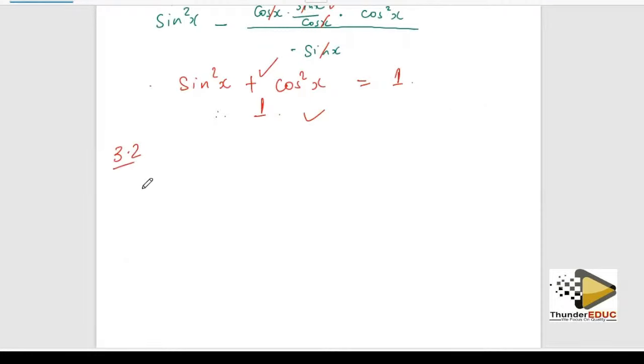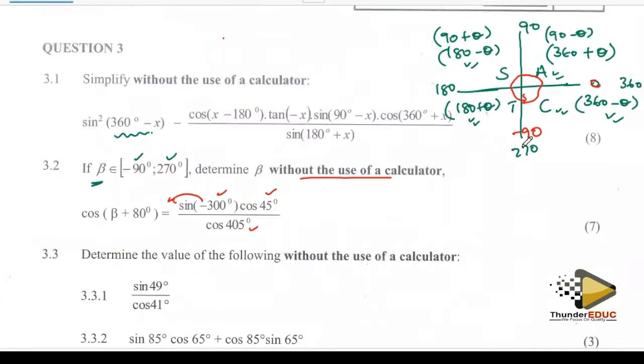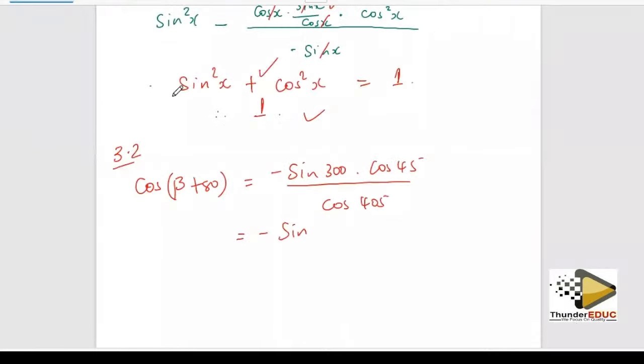So I'll have something like cos of (beta plus 80) is equal to negative sine 300 times the cos of 45. And then I'm dividing this by the cos of 405. Now, when I apply my reductions, the question would be, where do I find 300 on Cartesian? So 300 is after 270, which means it's within quadrant number 4, where my reference or my reductions must be 360 minus an angle, which gives me 300 to be 60 degrees. Cos 45, we leave it as it is.